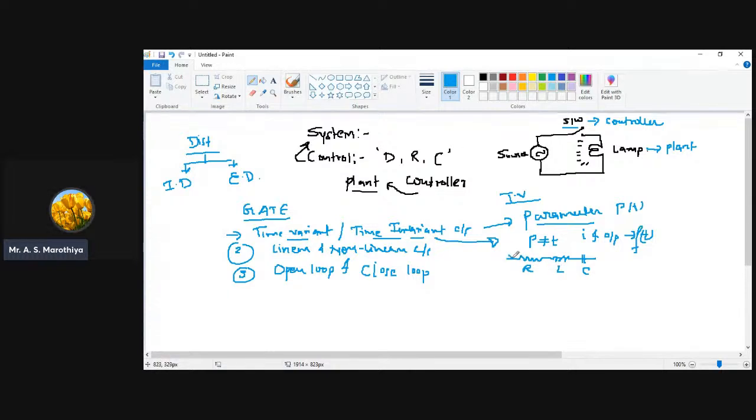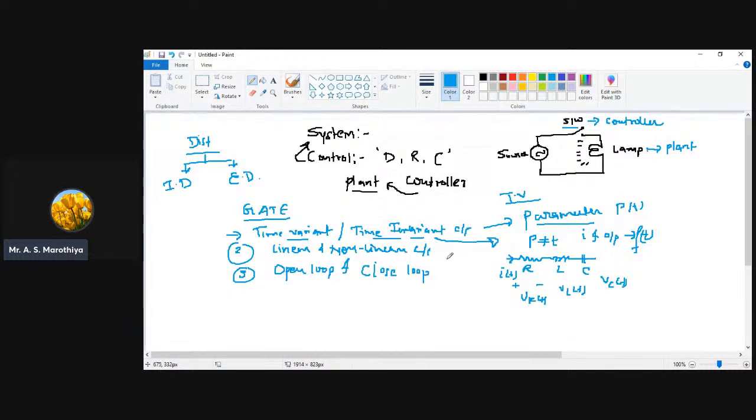Even though the input applied to the circuit and the output which appears across each element in the form of voltage, maybe here V R of t, here V L of t, and here V C of t, are all functions of time, these types of systems are called time invariant control systems.